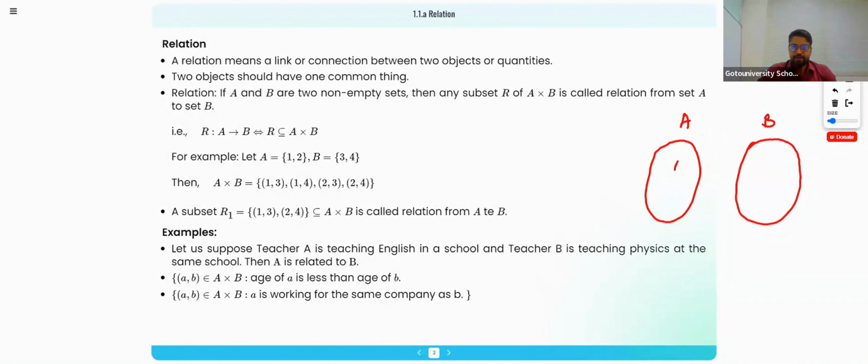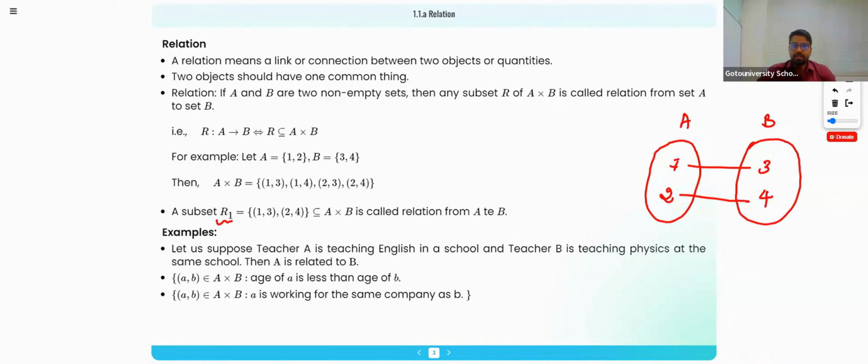Here they have taken 1, 3. Set A has 1 and 2. Set B has 3 and 4. And there are many relations possible, but here in this relation R1, what we have taken is they're mapping 1 to 3 and 2 to 4, right?